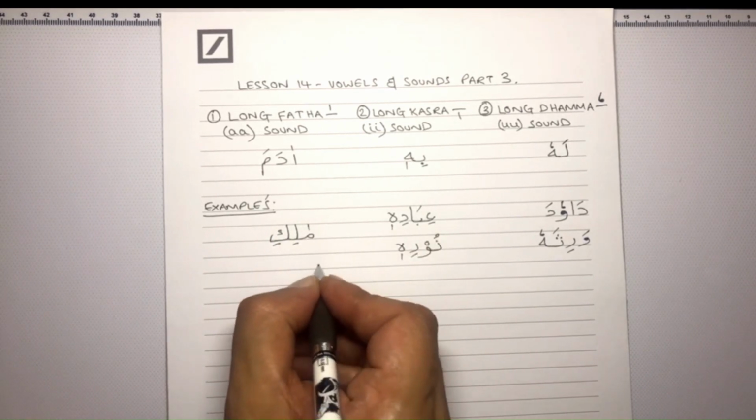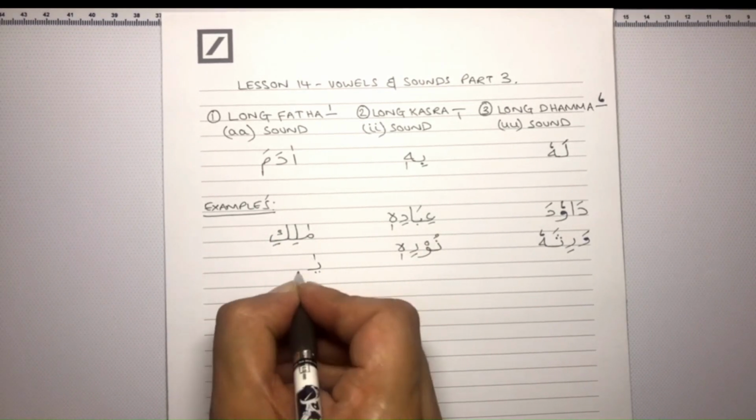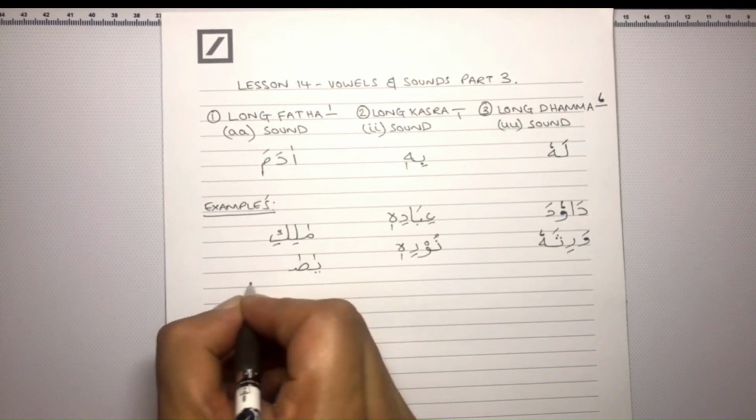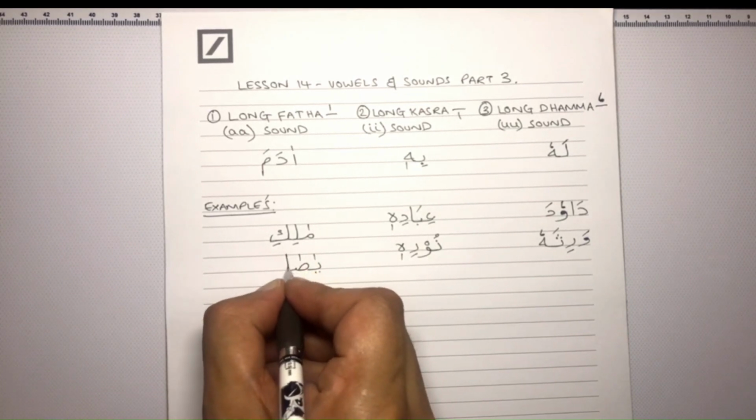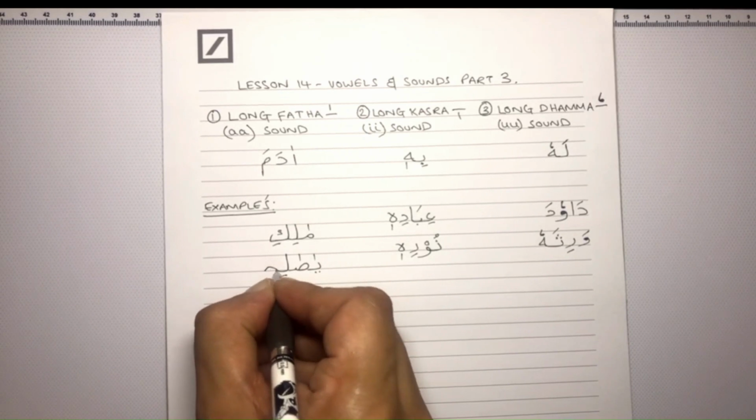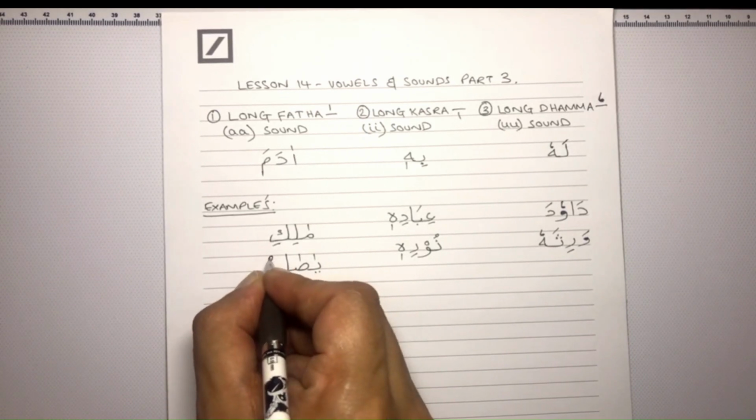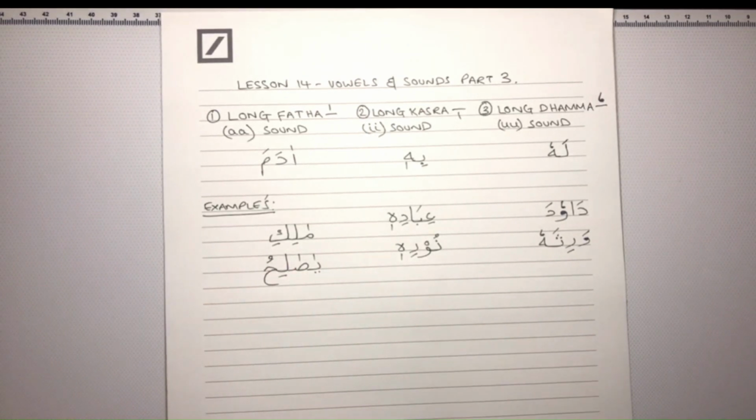And then over here, ya with the long fatha, sad with the long fatha. So yaa, saa. Lam with the kasra, li. Ha with the dhamma, hu. Ya salihu. Ya Salihu.